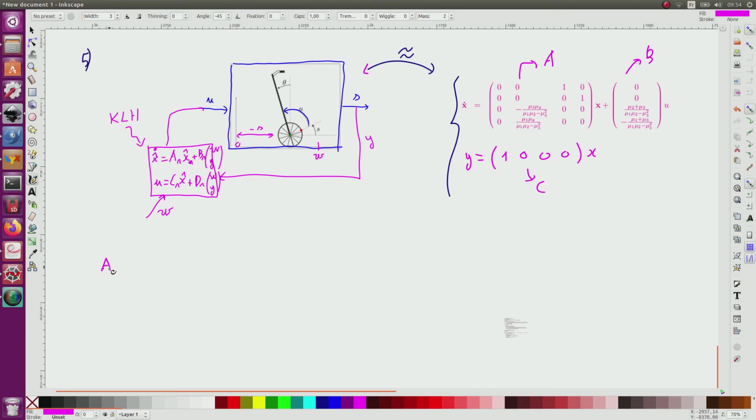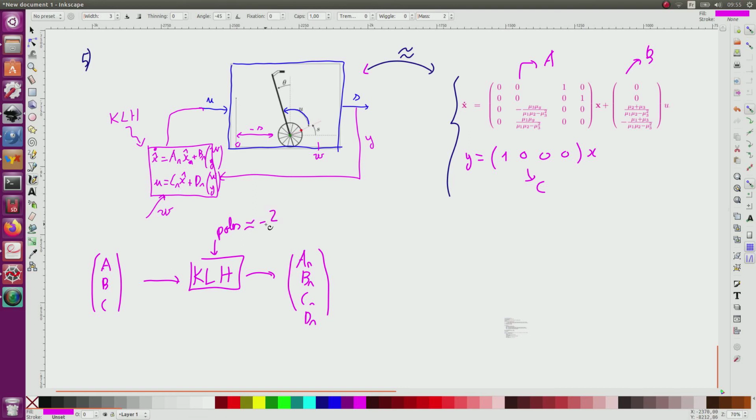I enter these matrices A, B, and C into an algorithm named KLH, and this one will return the matrices AR, BR, CR, and DR, which correspond to the state matrices of the regulator. For this, I will have to insert poles which correspond to the speed I want for the controller. So for me, I want the pole equal to approximately -2, which corresponds to a time constant of half a second. So it means that if my segway is like this, it will go approximately to 0, to its required position, in half a second.